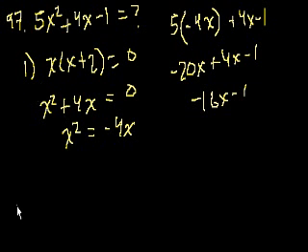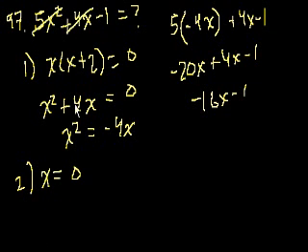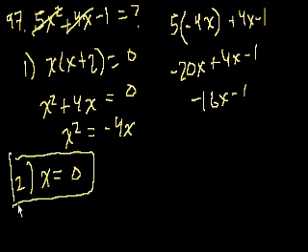Statement number 2. X is equal to 0. Well, that's all we need. If x is equal to 0, then this is 0, and we're just left with negative 1. So this is the only piece of information we need to solve this problem. And statement 1 doesn't really help us much. So only statement 2 is necessary. What is that? B.